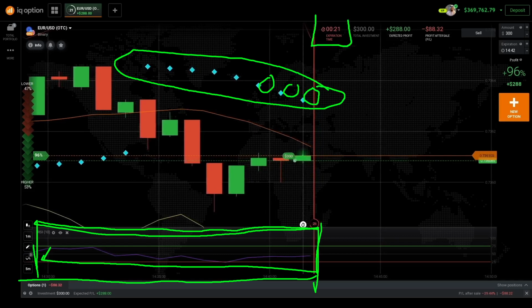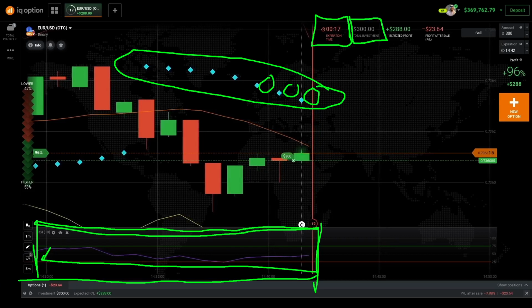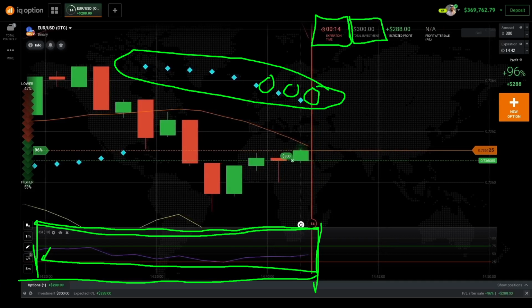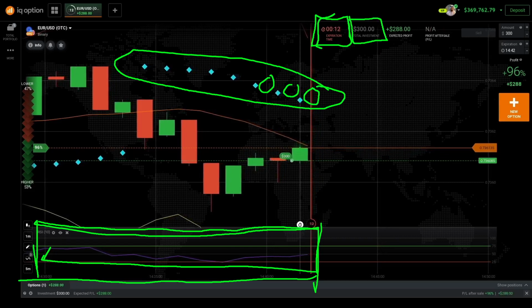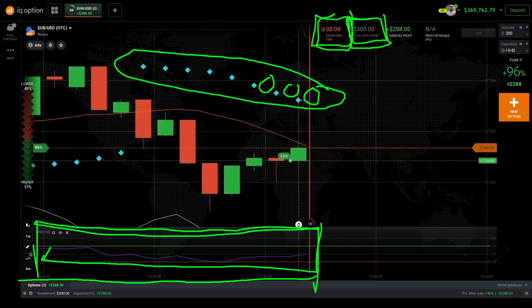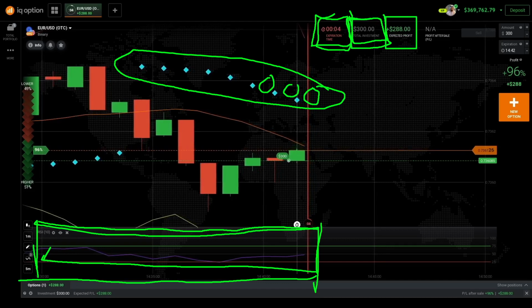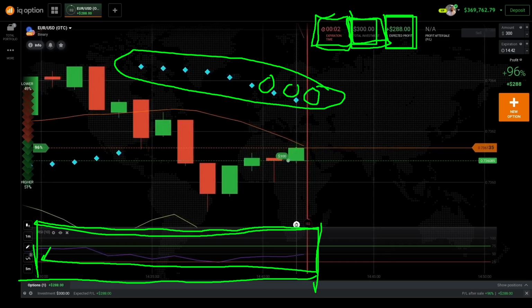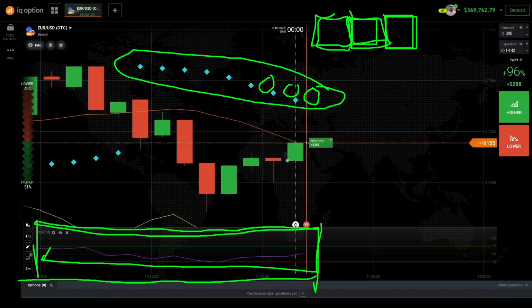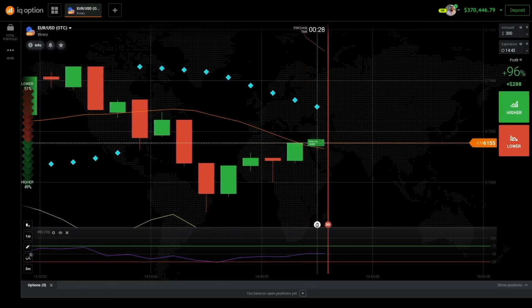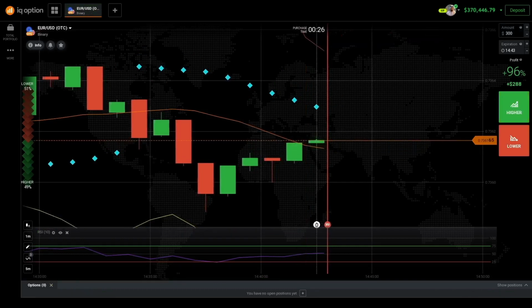And this is the expiration time. Here, this is the total profit that I invested, and this is the P&L, or the profit that I'm expecting to have. This is the total investment, this is the total profit. Yep, as expected, I made $388 because my prediction was right.